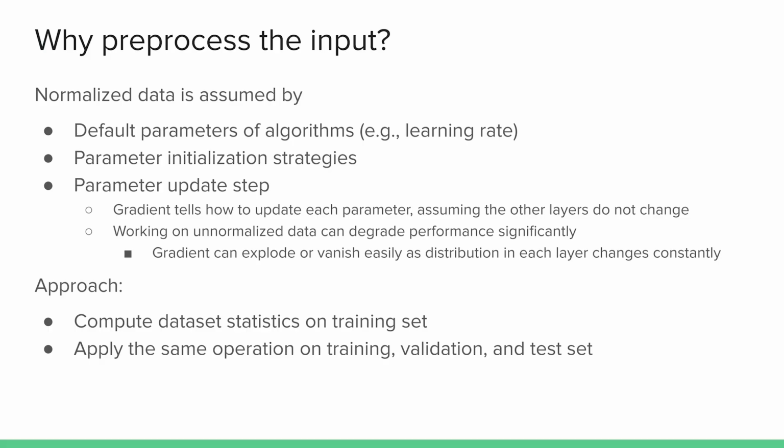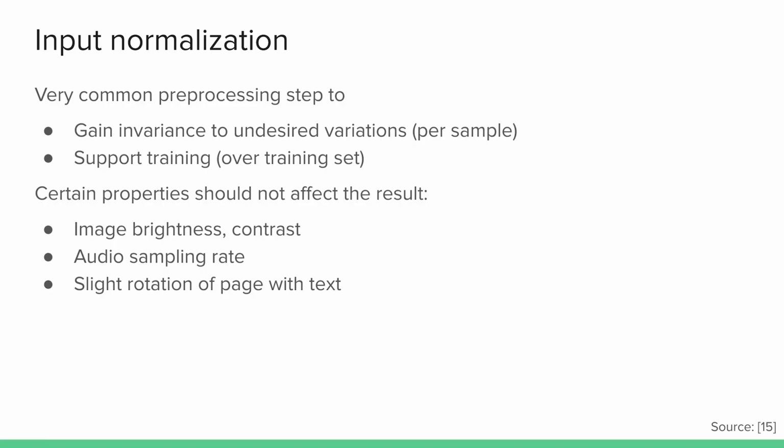So the basic approach for doing this would be that you compute some statistics on your training set, and then you apply the very same operation on the training set, the validation set, and of course your test set. Input normalization, as I just said, is one of the most common and most important input operations that you should definitely have in your network. It's a very common preprocessing step, and it helps us to gain invariance to some undesired variations per sample. So if you have an image that is a bit brighter or a bit darker, that slight variation shouldn't affect whatever we're trying to achieve.